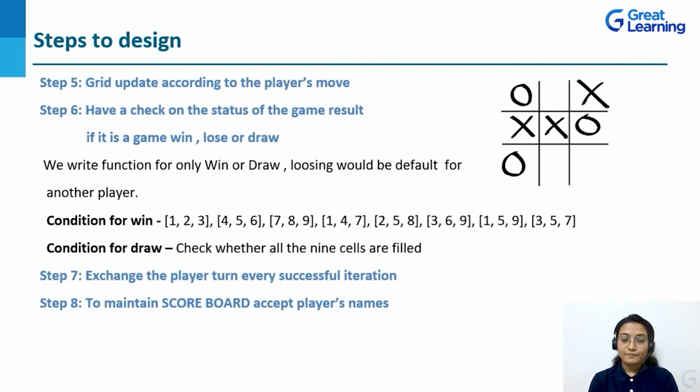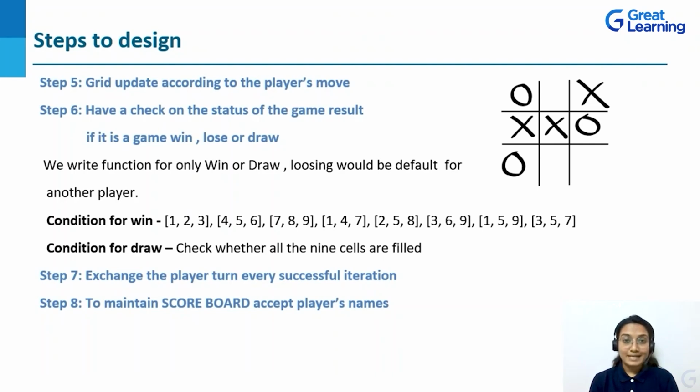Step 6, we have to check the status of the game result. Every step we have to check whether the game is in win mode, lost mode or draw mode, right? We write a function only for win or draw here. Why? Because if it is neither, then obviously the player has lost the game, right? So losing would be by default. If he is not winning, nor is the game in draw mode, obviously he is losing the game. So before going to step 7, we also have to consider that we have 2 different conditions here.